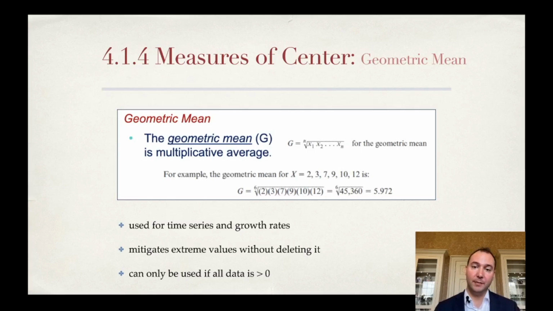The geometric mean is very useful in certain circumstances. For example, it's very useful if you have time series or a growth rate. It mitigates extreme values and can only be used if all the data is above 0. So if we have negative values, we cannot use a geometric mean.